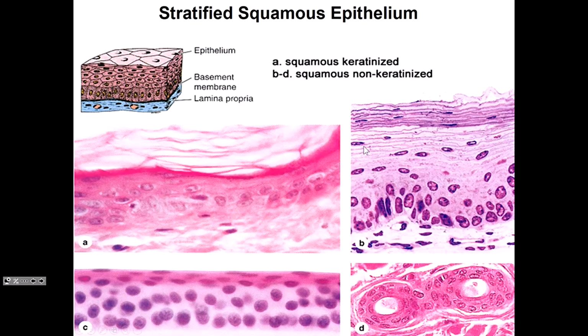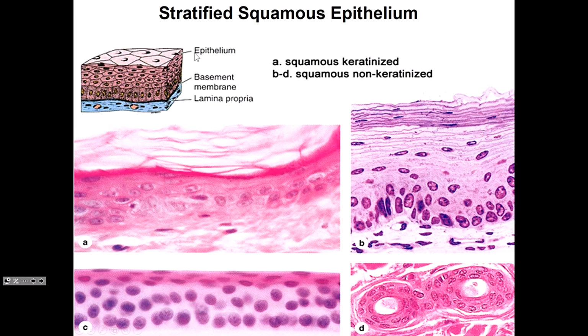Okay, so that was simple classifications, single layer of cells. Then we can have multiple layers of cells. So if it's multiple layers, it is a stratified epithelium. So here's the basement membrane, and we have 1, 2, 3, 4, 5 or 6 layers of cells with no intervening basement membrane. So multiple layers of cells, therefore it's stratified.